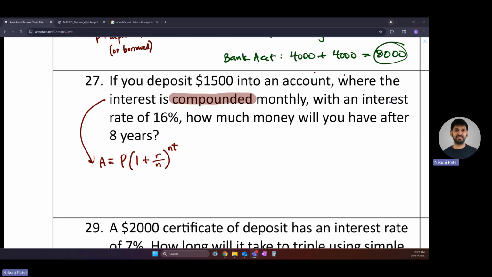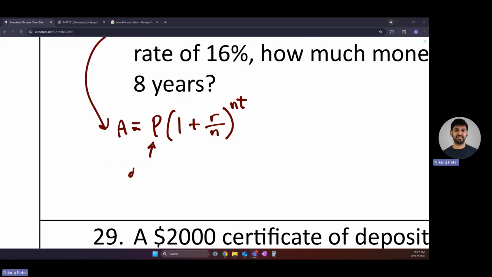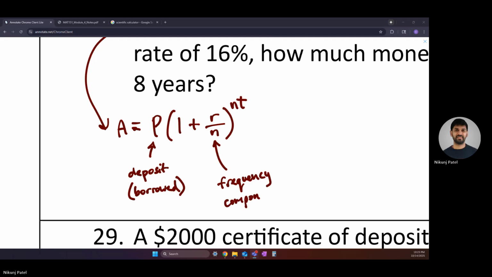Breaking this formula apart just a little bit to help you understand each of the parts, P again is what it was before. It was the deposited amount, or sometimes borrowed, depending on if it's a loan or if it's a bank account that you're depositing money into. The P value is how much you either deposit or borrow at the beginning. R is the interest rate, so I won't write that again. N is what we call the frequency, how often the interest is compounded. And then T is time.